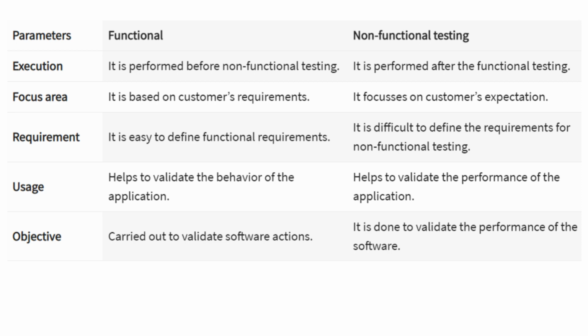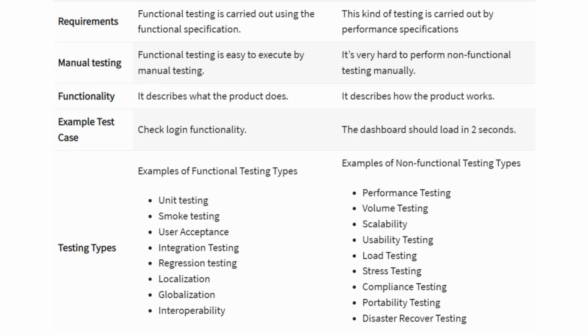The objective of functional testing is to validate the software action, whereas non-functional testing is done to validate the performance of the application, or you can say your software. Requirement: functional testing is carried out using the functional specification. Like if you are clicking on the addition button, then it should add two values or more than that.